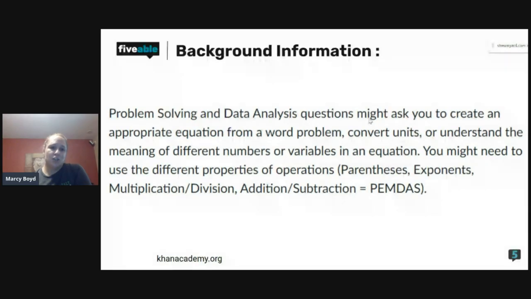So you might need to use different properties of operations. And so if you're entering these in your calculator, it's kind of like that PEMDAS, right? So our order of operations, and our calculator already has that programmed in, but sometimes for our brain to understand and get that right, we need to pay attention to that parentheses and exponents.